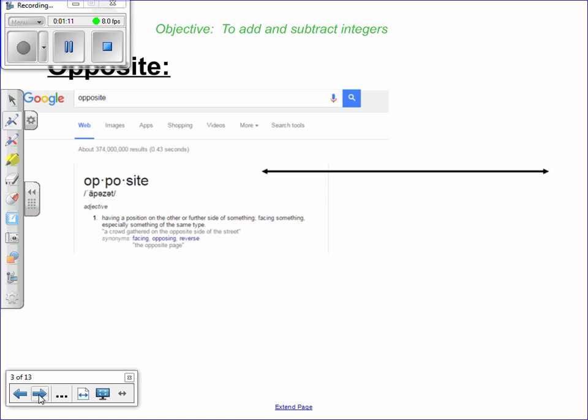We also need to talk about opposites. So I Googled opposite, and this is what it told me. I didn't even ask it for the math definition. But opposite is having a position on the other or further side of something. In math, something is 0. Okay? So 1's opposite is on the other or further side of 0.